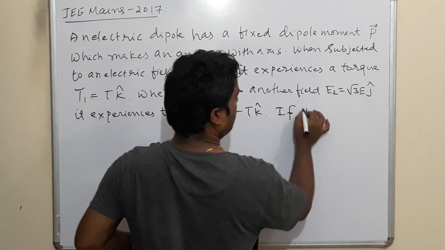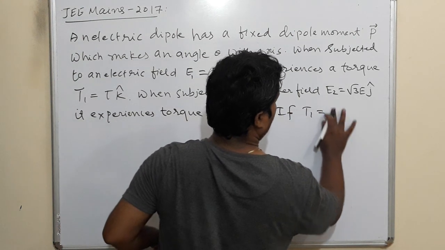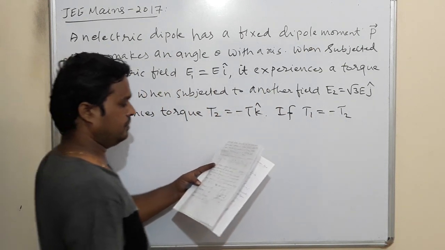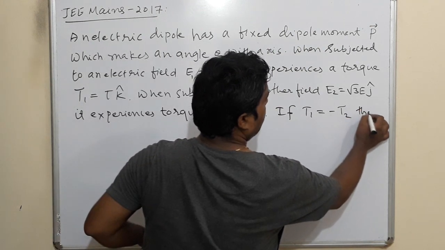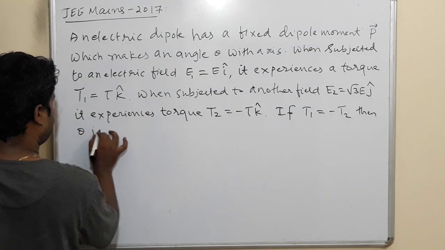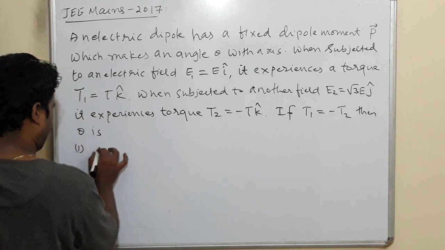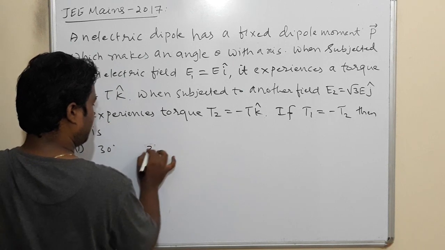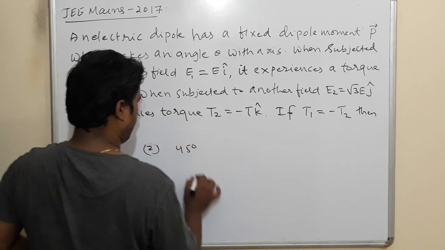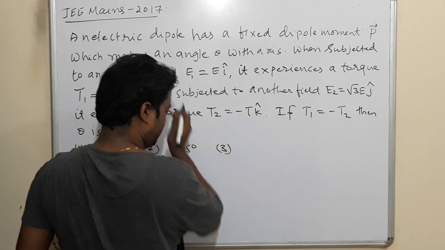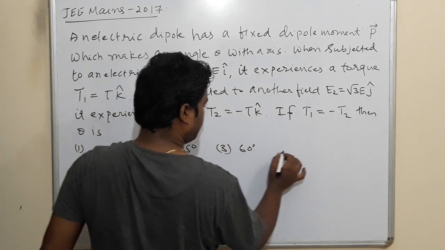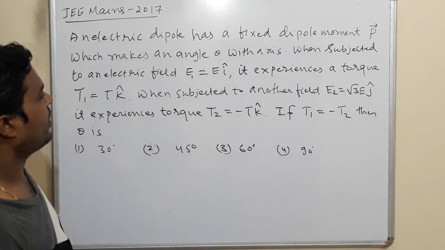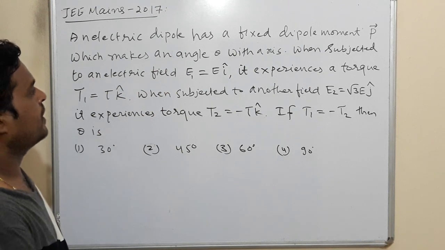If tau 1 is equal to minus tau 2, that means these two torques are equal and opposite in direction, then theta is, they ask, options: 30 degree, 45 degree, 60 degree, 90 degree. Now you see, try to understand the question.